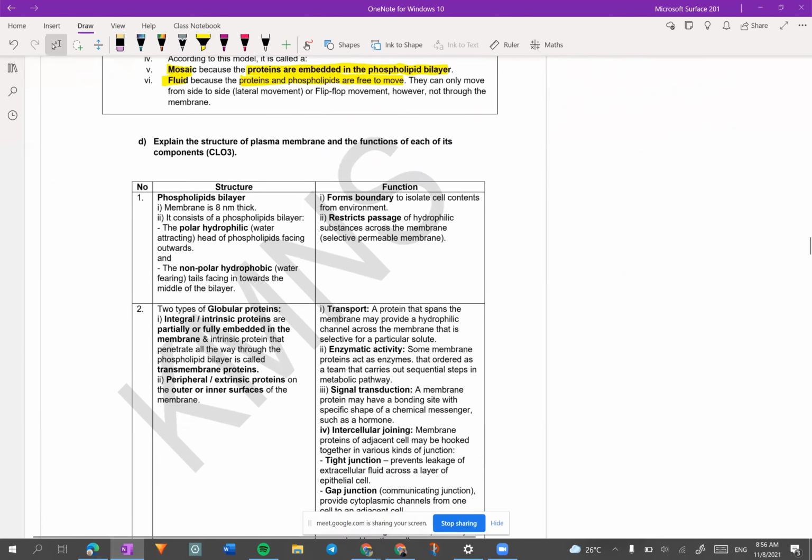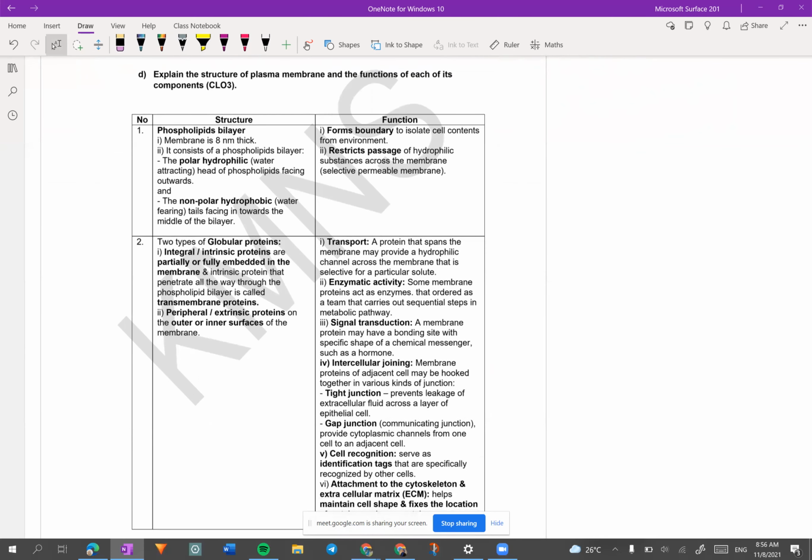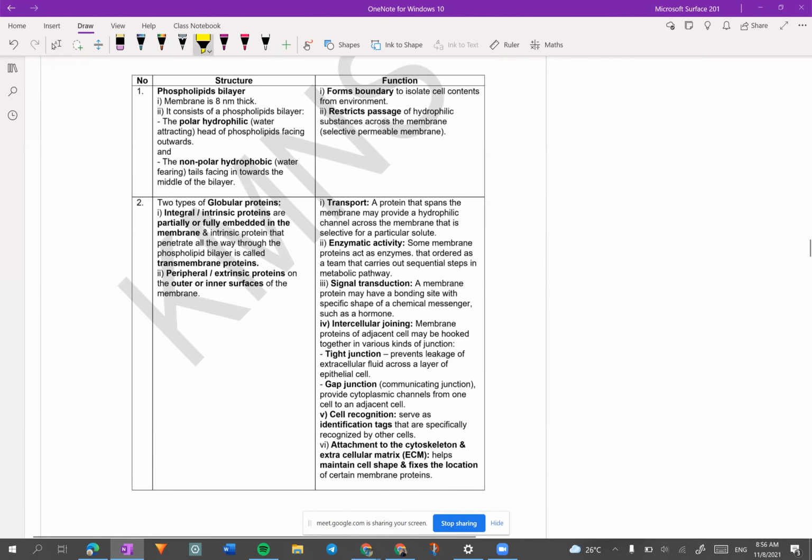Okay, next. Explain the structure of plasma membrane and the function of each component. So, we have a lot of things tadi come into contact. Kita ada phospholipid bilayer itself, ada polar, hydrophilic dan non-polar. So, what are the function? Dia form boundaries and restrict passage. So, kalau benda yang polar, dia tak boleh masuk. Okay, non-permeable, while water boleh masuk, okay? Permeable maksudnya dia senang tembus. Non-permeable tu maksudnya dia tidak tembus.